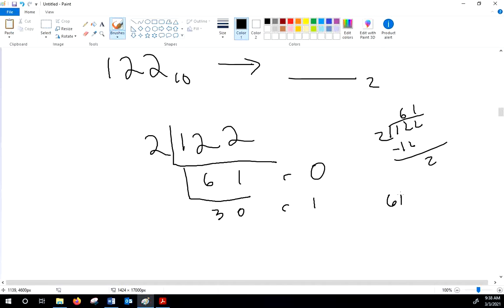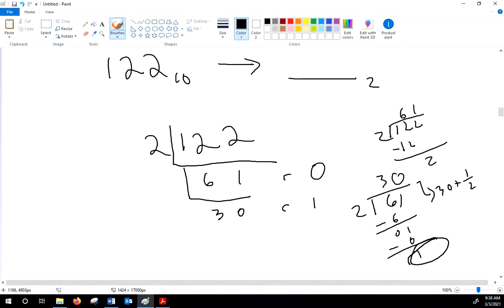So if I do 61 divided by 2, I get 2 goes in the 6 3 times, 0, bring down the 1, 2 goes in the 1 0 times. Now, as a mixed number, we say that's the quotient plus the remainder over the divisor. But this is the remainder, this is the quotient, this is the divisor. This is the remainder, 1.